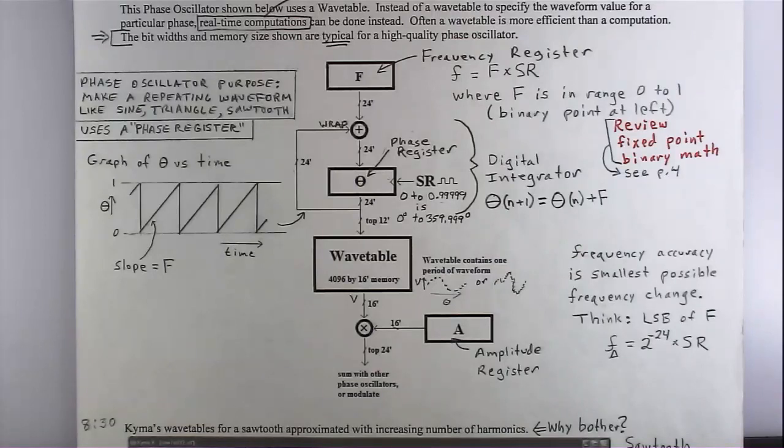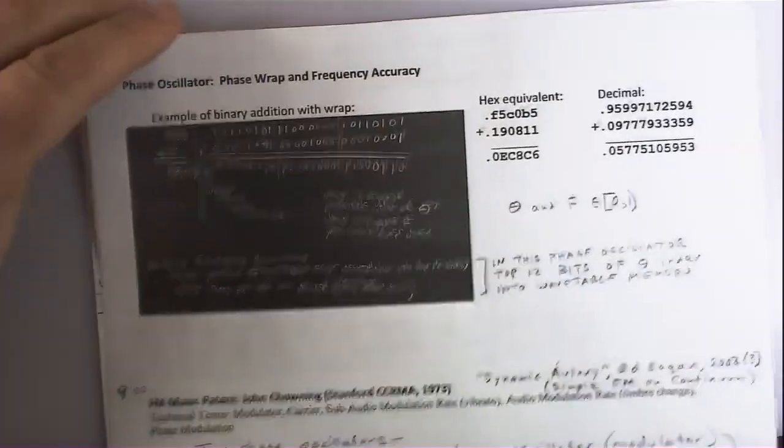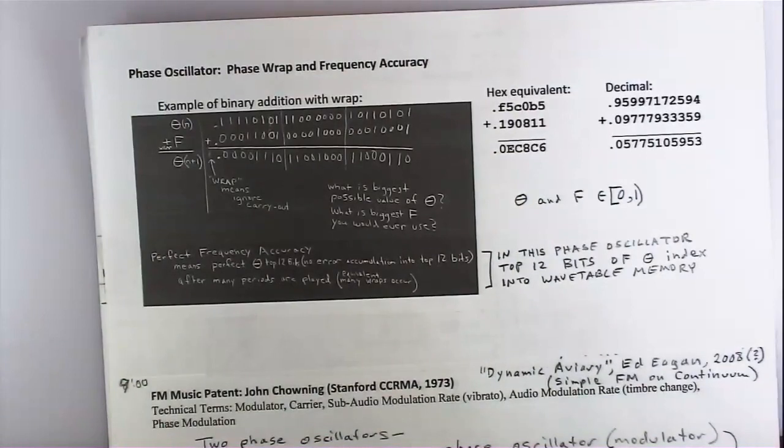I want to do a quick aside here before we go on, because people have different backgrounds, and hey, if this is boring, well, be glad you know something. It's always nice in the ECE class if you already know it and you can kind of relax your brain. This is a phase oscillator, phase wrap and frequency accuracy. I want to talk about this a little bit.